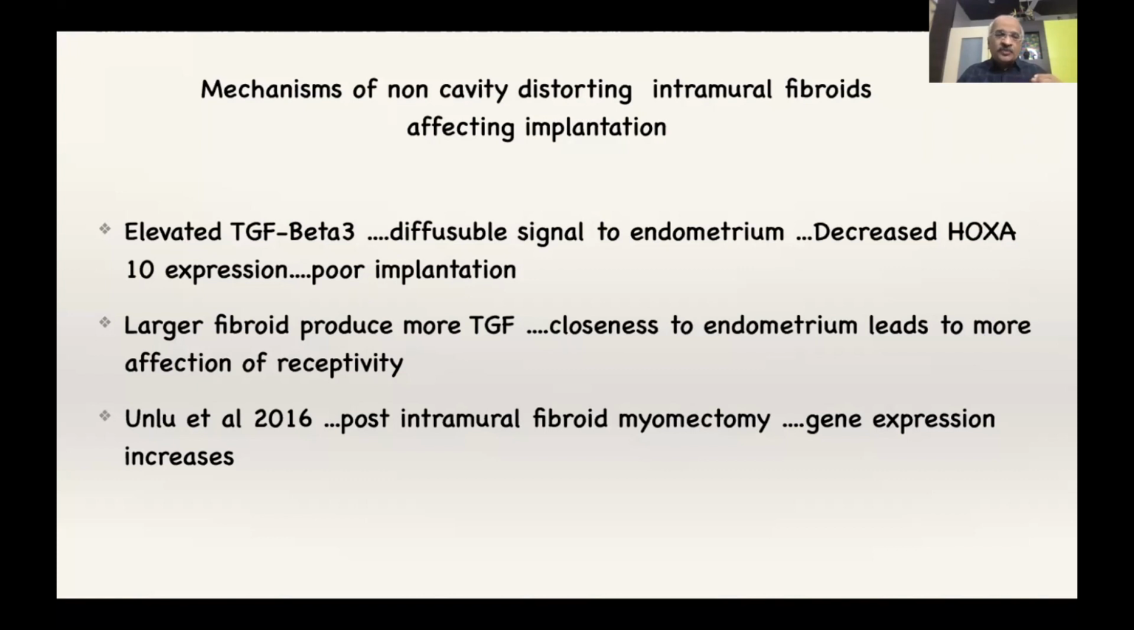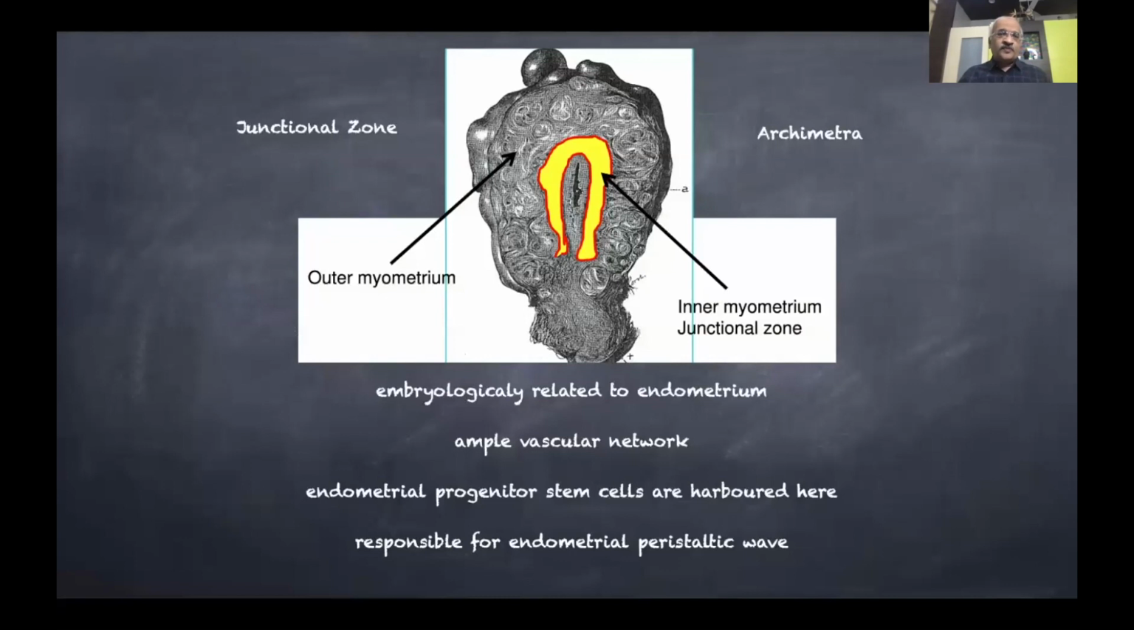And there was one study published by Only et al. in 2016: after myomectomy, intramural fibroid myomectomy, will there be a positive impact on the gene expression? And they said yes. Well, definitely the gene expression increases. So I think these are the different biochemical mechanisms which could decrease the implantation of an intramural fibroid, which is non-cavity distorting, and this is to be taken note of.